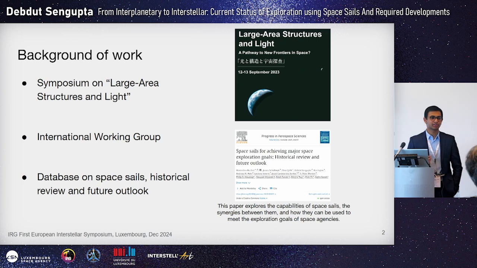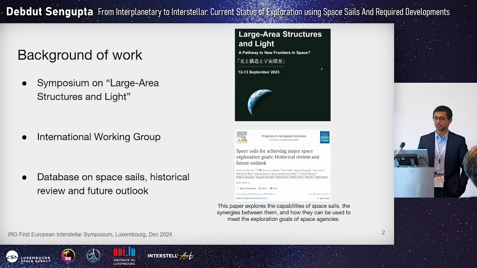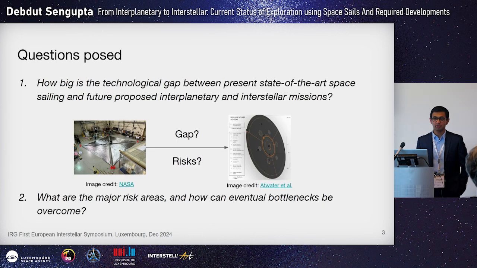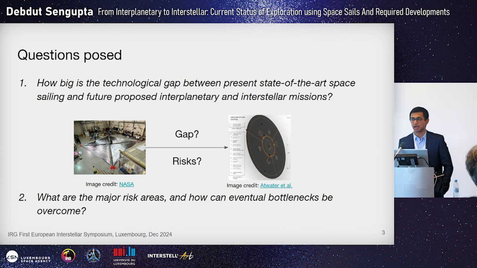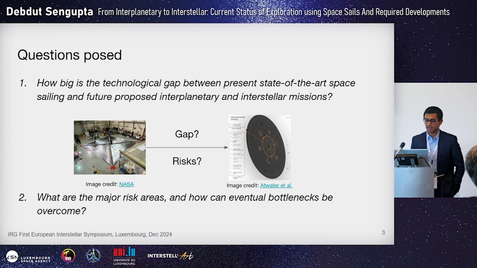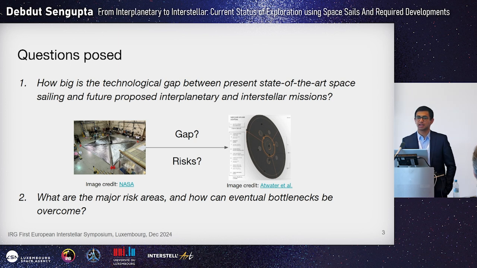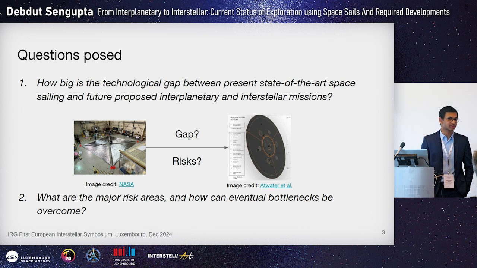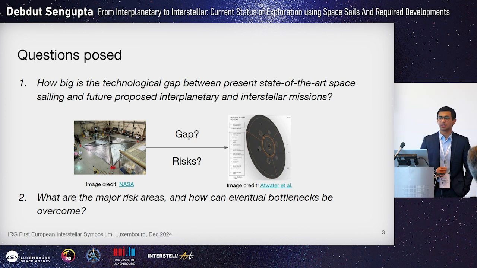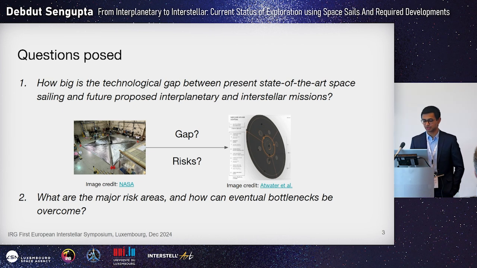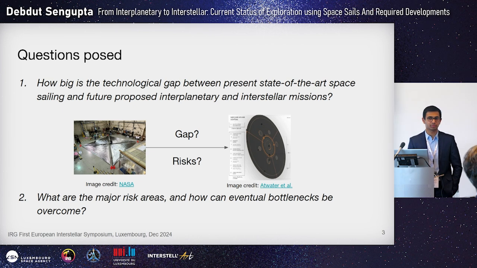So at this point, it was necessary to ask two questions. Firstly, how big is the technological gap between the state of the art today and the future proposed interplanetary and interstellar missions? Secondly, how big are the risks of going from what we have today to what we want to do in the future in interplanetary and interstellar missions, and how can these bottlenecks be overcome?